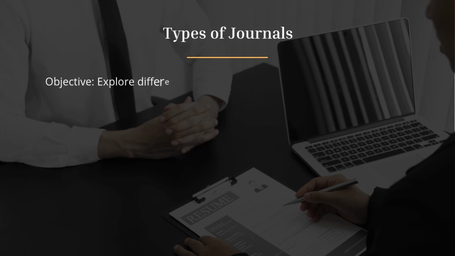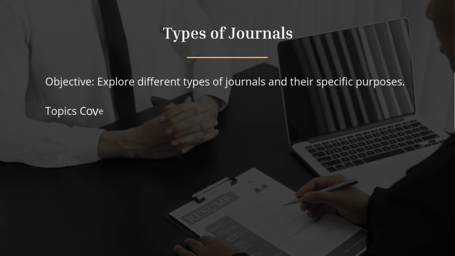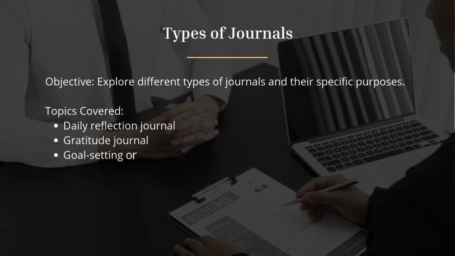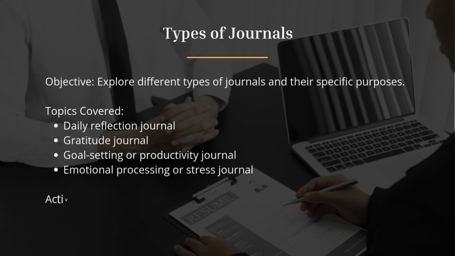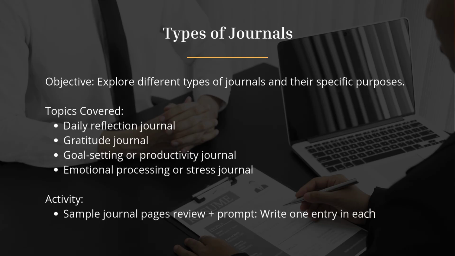Types of journals. Objective: explore different types of journals and their specific purposes. Topics covered: daily reflection journal, gratitude journal, goal setting or productivity journal, emotional processing or stress journal. Activity: sample journal pages review plus prompt, write one entry in each style.